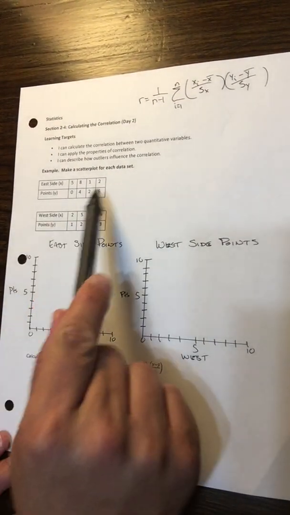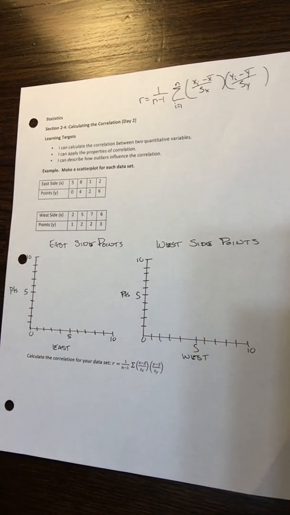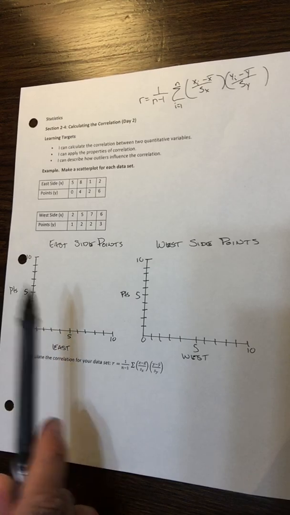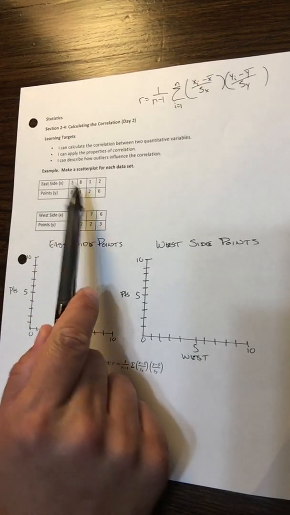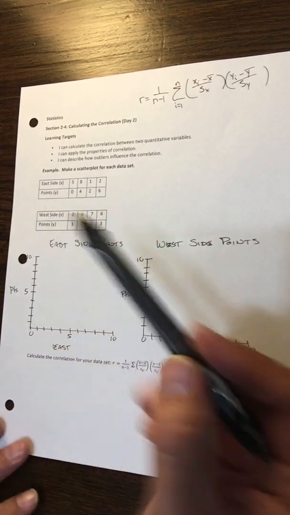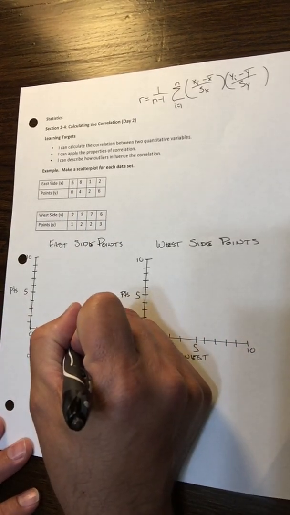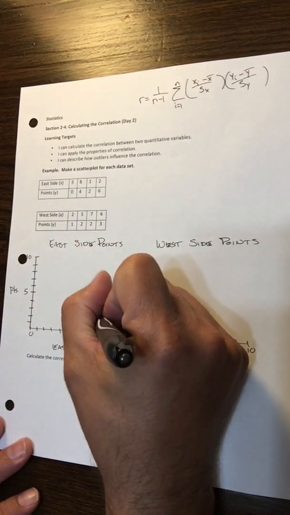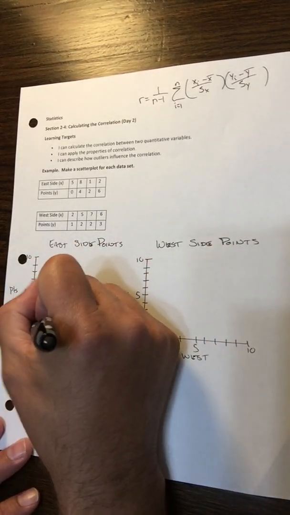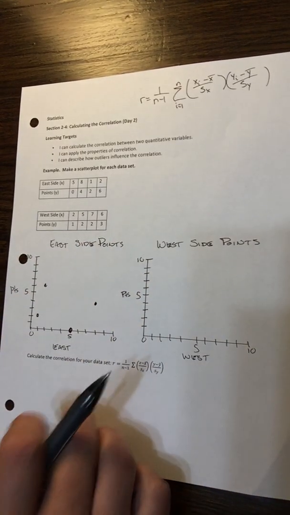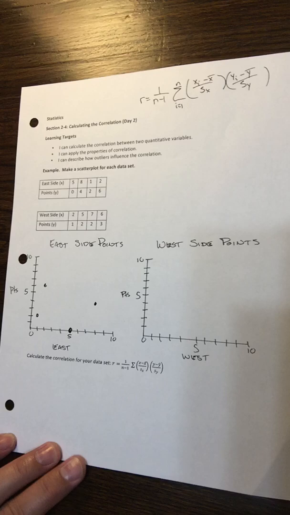Well, look, I've got a small amount of points for us to deal with here. First thing we're going to do is turn these into a scatter plot where the east side points are (5, 0), (8, 4), (1, 2), and (2, 6). So I'm going to put one at (5, 0), put a point right there, and (8, 4). So there's (8, 4), and then (1, 2), and then (2, 6). So not an extraordinary scatter plot.